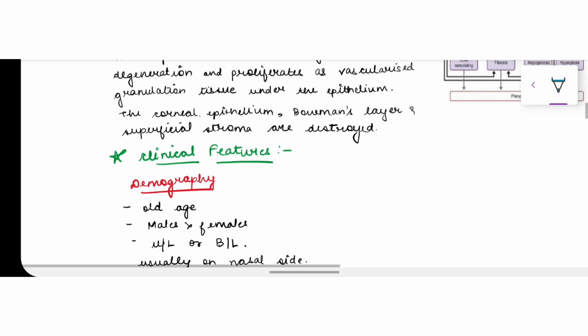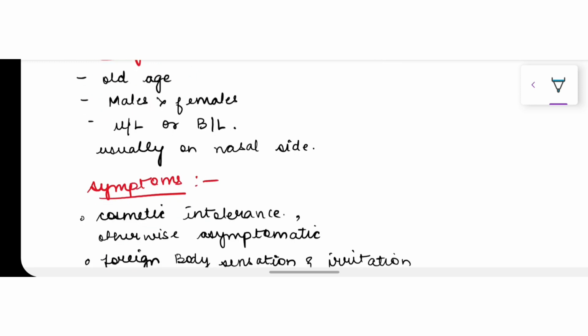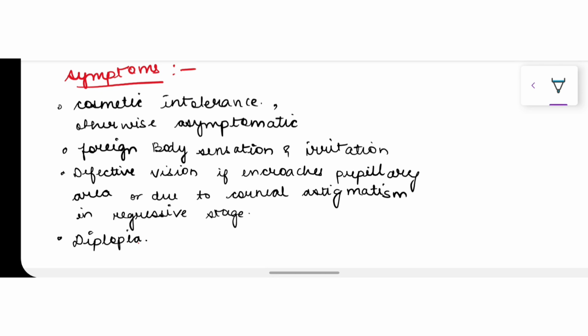Now what are the clinical features of pterygium? First of all, it occurs more in old age and in males, and it may be unilateral or bilateral, but it usually occurs on the nasal side. Now let's see the symptoms. What are the symptoms of pterygium? Basically, there are no severe symptoms, but the main problem is cosmetic intolerance. The patient complains of cosmetic intolerance.